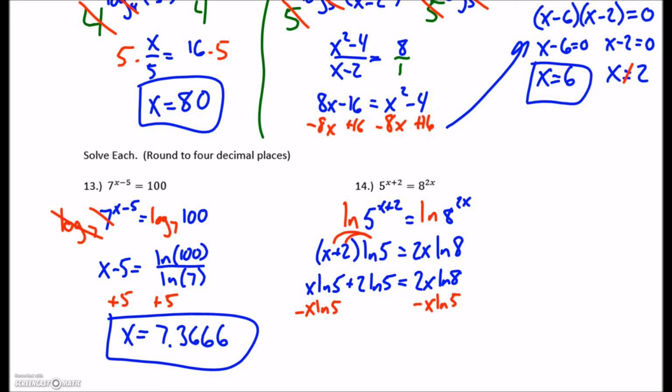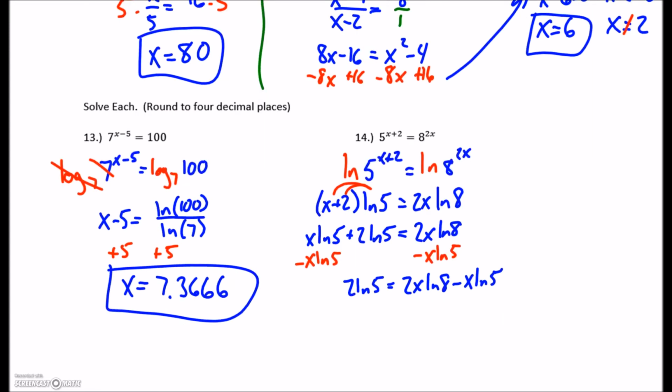And when I do that, on the first side I'm left with 2 natural log of 5 equals, and over here I'm left with 2x natural log of 8 minus x natural log of 5. Now to get x by itself, because I don't want to plug this into the calculator yet, I want this to have a lot of accuracy, so I want to wait till the end to plug it in.